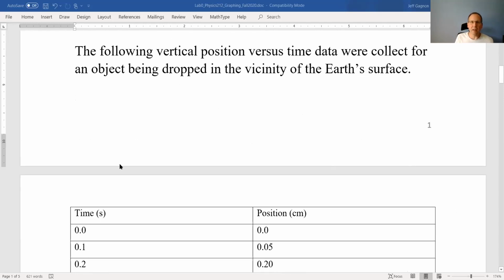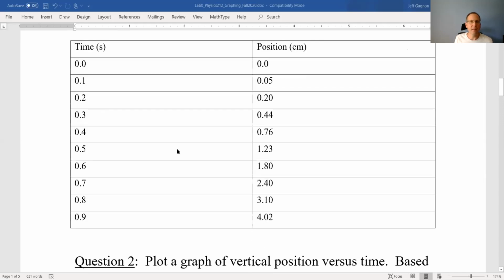Okay, so the second table is, again, another set of data. For this set, we're going to assume it's some object that you're dropping near the Earth's surface. So if you hold a piece of chalk and you release it, it's going to accelerate down. And we want to graph position versus time again. So here's your data for the time. Actually, it's the same as before, 0.0, 0.1, all the way up through 0.9. And then these are the position values in centimeters.